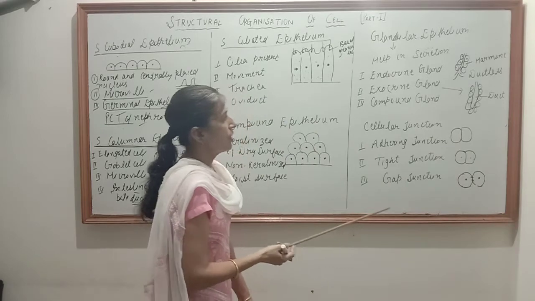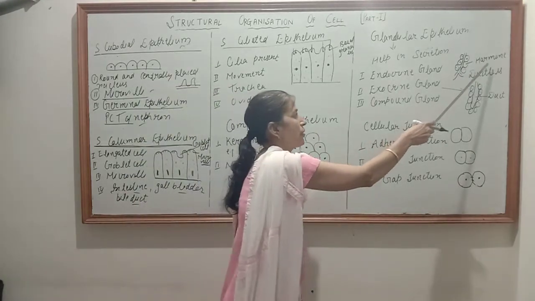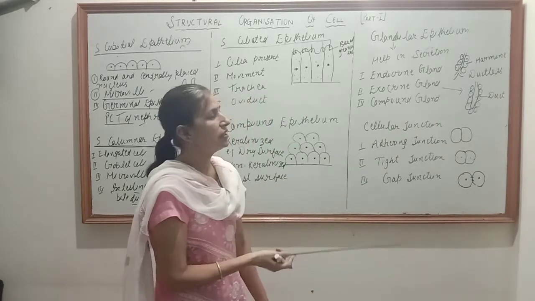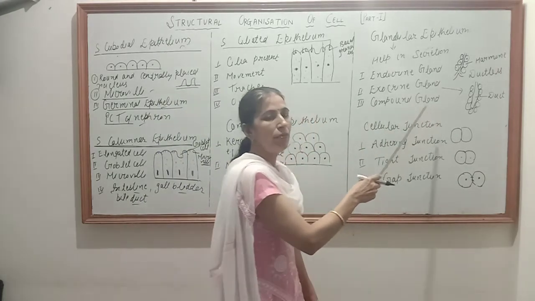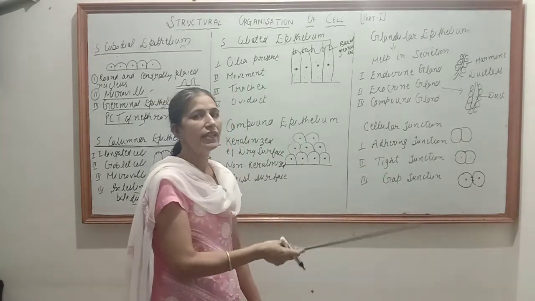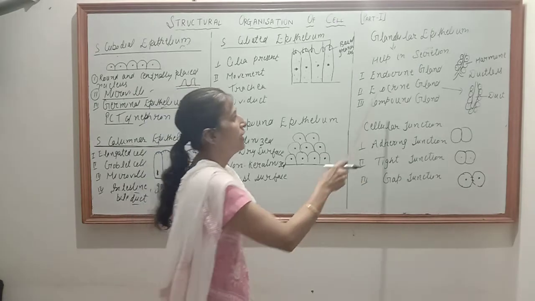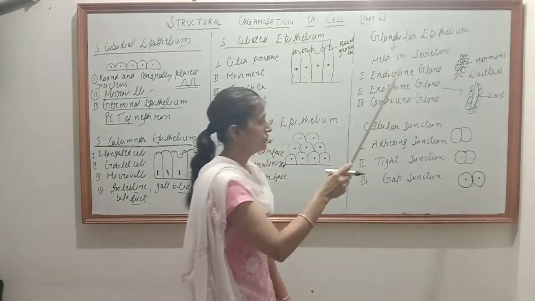Now some glands perform both functions. They secrete hormones as well as other secretions. They are known as compound glands. For example, the pancreas is a compound gland because it acts both as an endocrine as well as an exocrine gland.